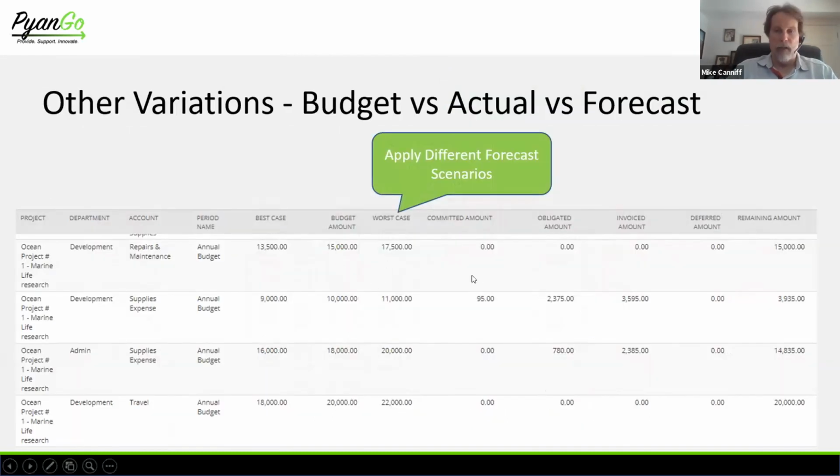This is actually a Planguage screenshot where I have a best case and a worst case, but my budget amount, that's the number that I'm tracking against. So when I calculate my remaining, you see on this second line item, I have this ocean project number 1, I have a remaining amount of $3,935 based upon a budget of $10,000. But if I'm anticipating more expenses, I could allow for 11,000 as my worst case, right? And so I could then switch and make that my budget amount.